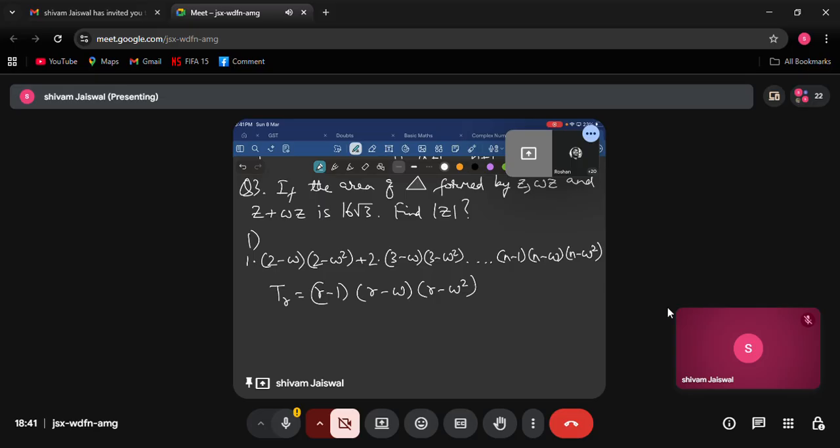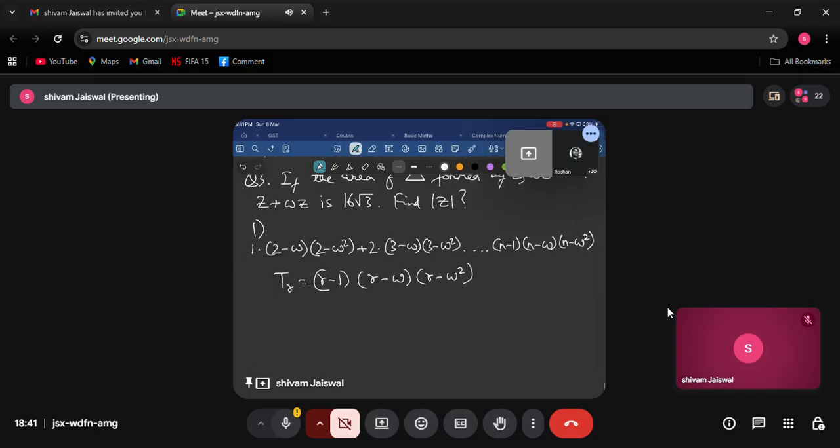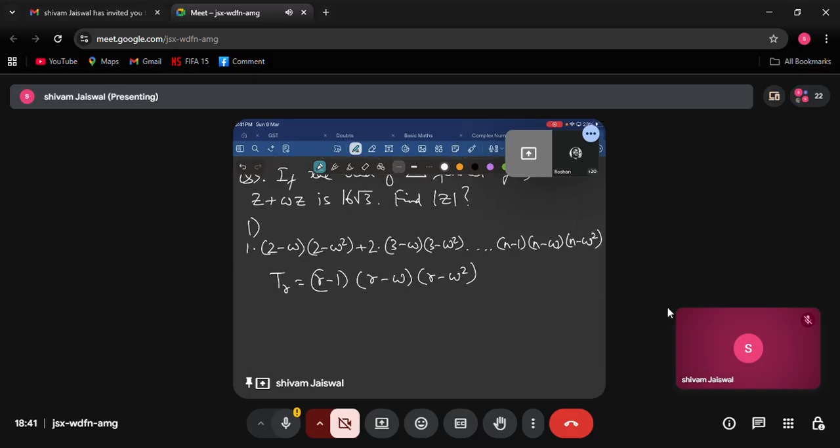The first term is 2 minus 1? R is 1. For R is 1, how can we get 2 minus 1? Wait. This is R minus 1th term, right? Yes, it is fine. Actually, the first term is 0. You see, T1 will be 0. Okay, so it's fine only.